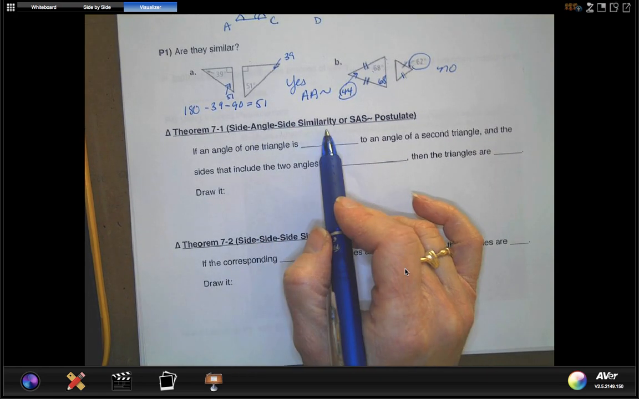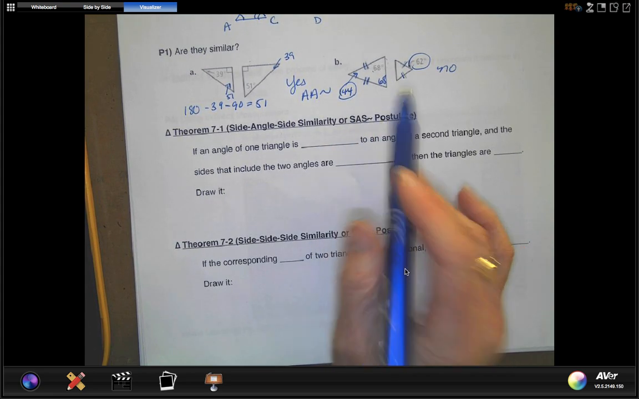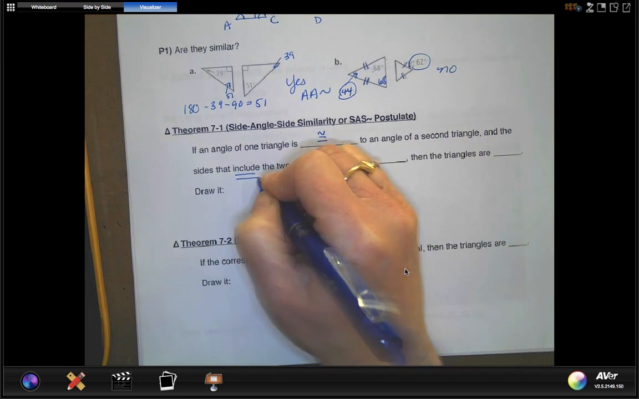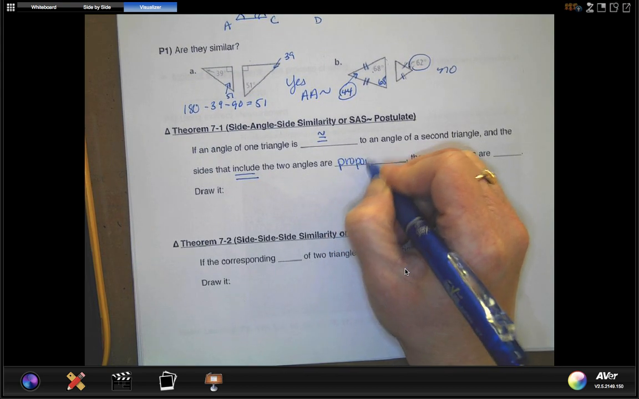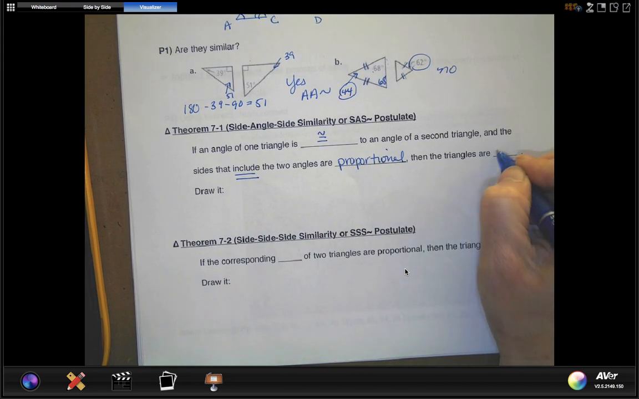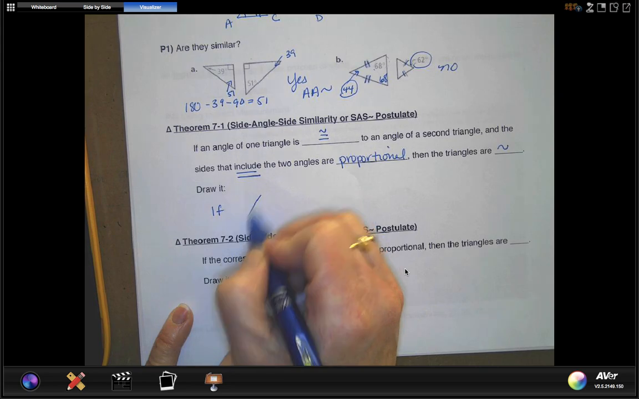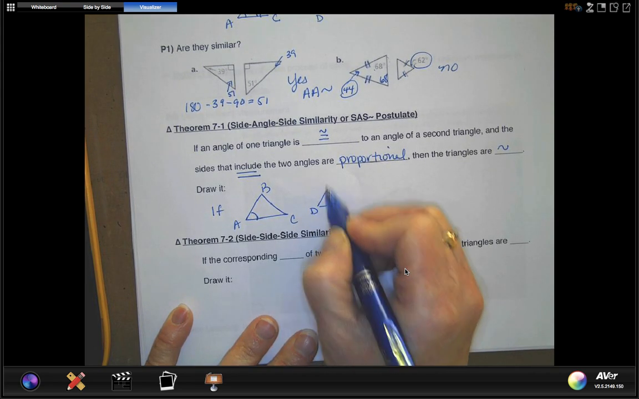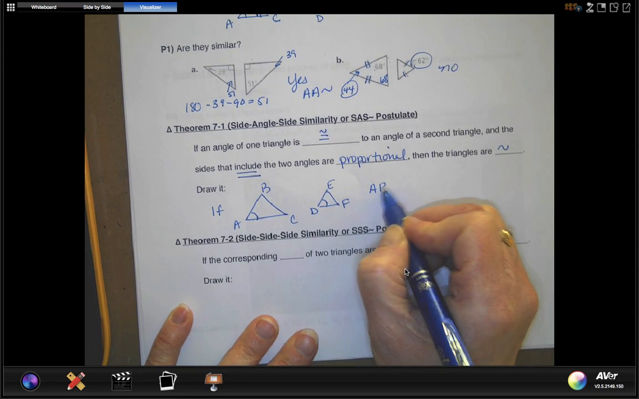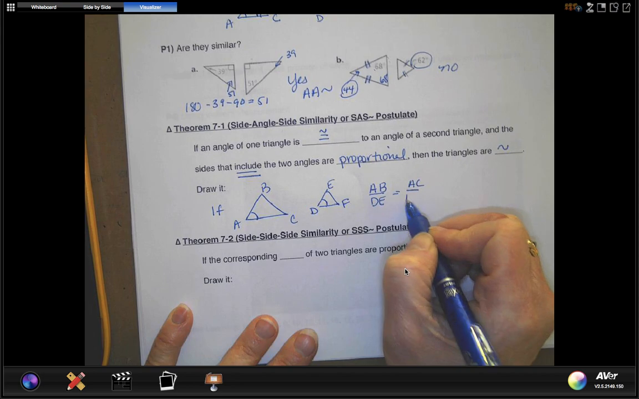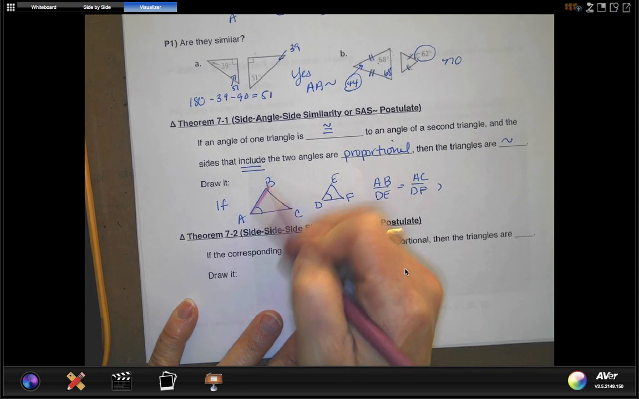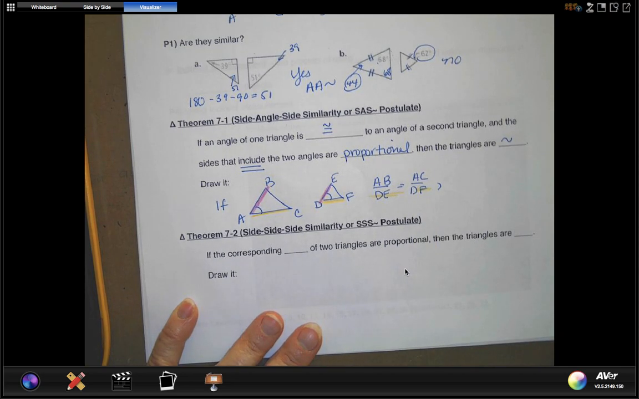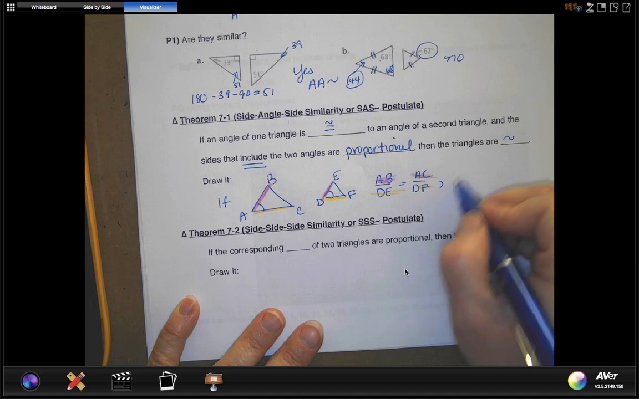All right, so we have side, angle, side similarity. So SAS similarity. If you notice, there's that similarity symbol. So if an angle of one triangle is congruent to an angle of a second triangle, and the sides that include the two angles are proportional, then the triangles are similar. Okay, so if the included angle and then the sides that include those angles are proportional, then the triangles are similar.